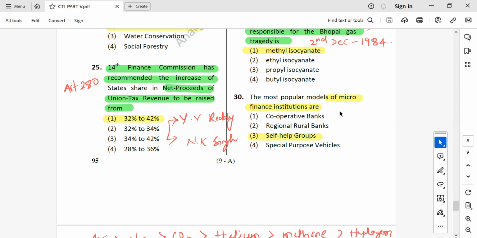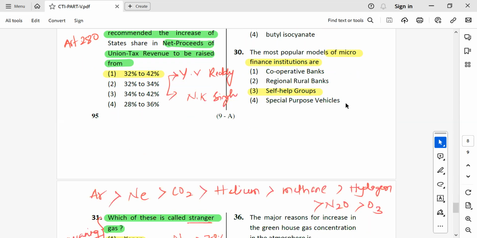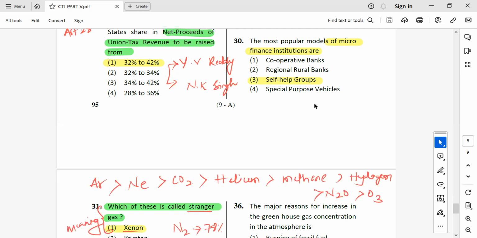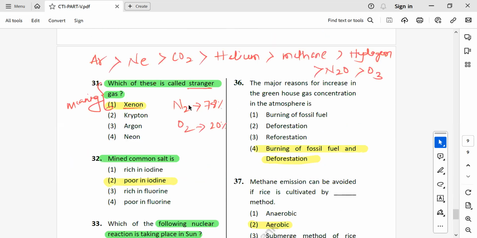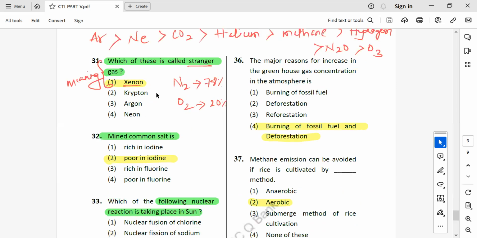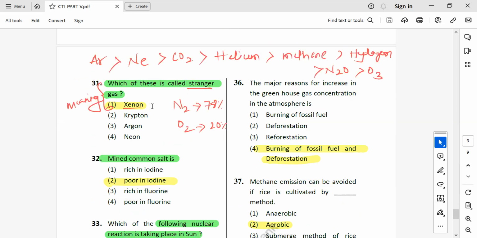The most popular model of microfinance institutions, of course, all regional banks and all these are microfinance institutions only. They lend a small amount of loan, but the most popular is the self-help group model. I know many of you might know the concept of how self-help groups work and how they mobilize. So you should know these things. Which of these is called the stranger gas? The stranger gas is xenon, which means strange in Greek. So there is nothing much involved here.